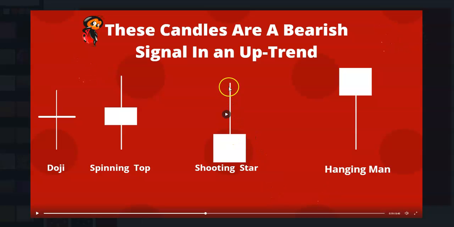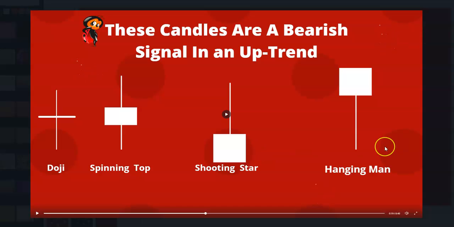Then we have the shooting star. With the shooting star we have this long tweezer or pin bar, which means that the price could not sustain itself in the bullish trend, and it was pushed all the way down by the sellers. We do have that smaller body at the bottom, and that is the shooting star.